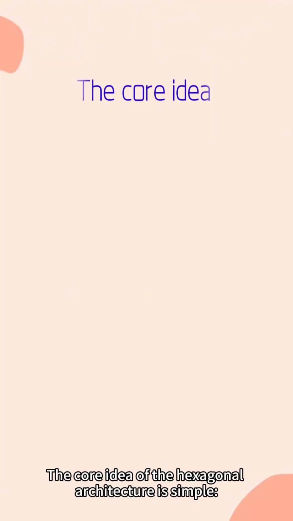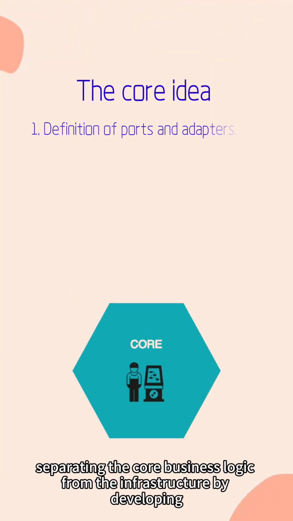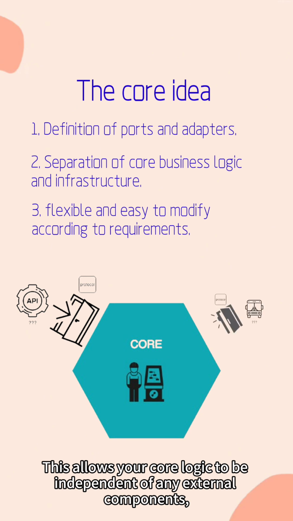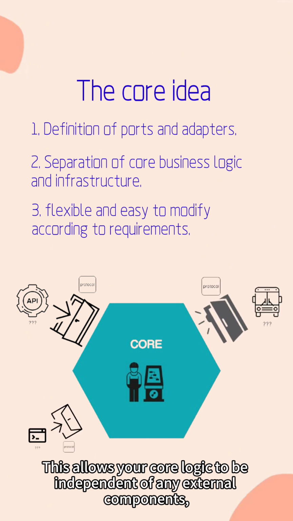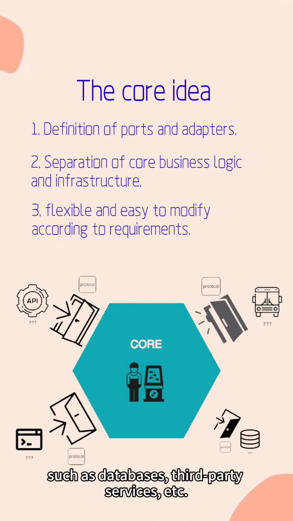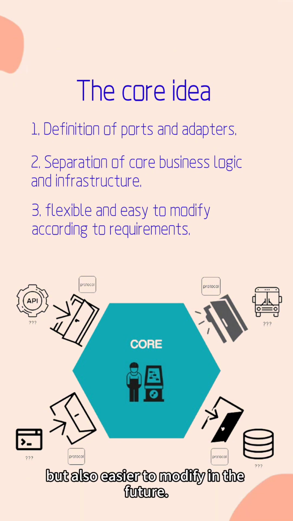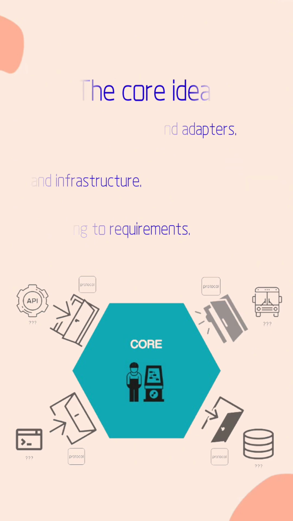The core idea of the hexagonal architecture is simple: separating the core business logic from the infrastructure by developing using the concept of ports and adapters. This allows your core logic to be independent of any external components, such as databases, third-party services, etc. A system designed in this way is not only flexible, but also easier to modify in the future.